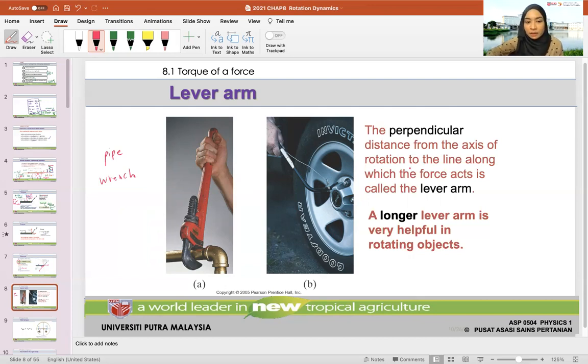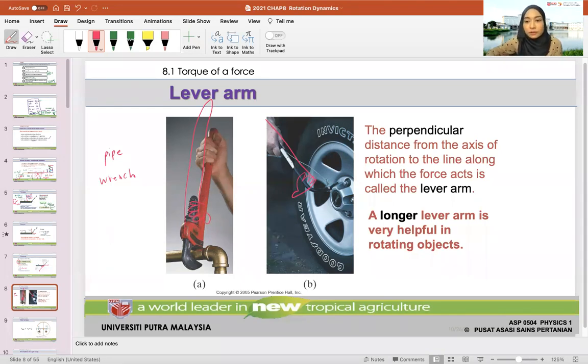Okay, I believe him. So here, if you put your hands over here, it's going to be hard to rotate. So the longer your pipe wrench, the easier it is for you to do that rotational motion. You can try it yourself. And then the same case over here, if you're trying to change your car tires, I haven't done that before. So the longer this thing is, the easier it is, the less force that you need to apply. So if you put your hands over here, it's going to be hard. So now you know, so don't do it.